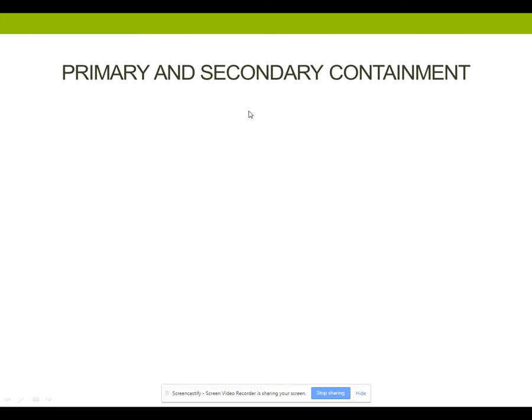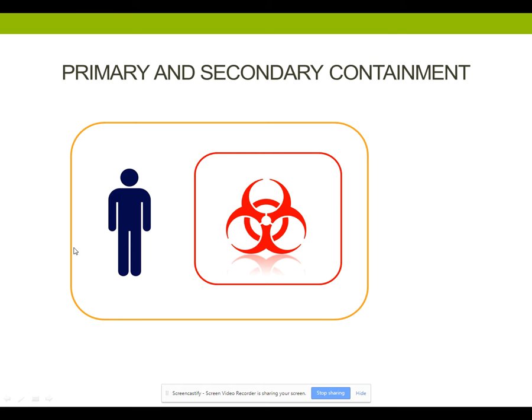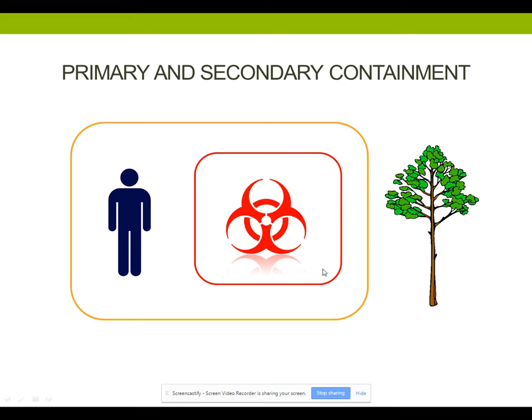Containment is primary and secondary. So this symbol represents the biohazard. In this case, it may represent the plant which is genetically modified. The first barrier is known as primary containment, and this barrier protects the laboratory worker from the biological agent or biohazard. The second level of containment protects the environment from the biological agent. Both primary and secondary containment are necessary in order to protect the laboratory worker as well as the environment from the biological agent.